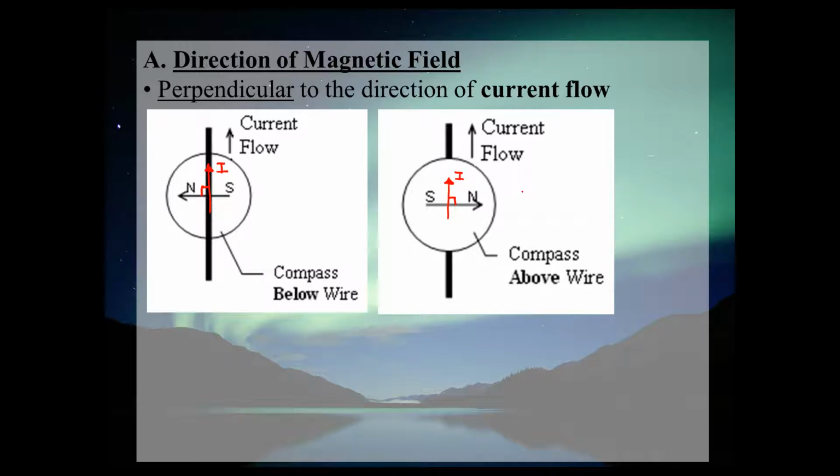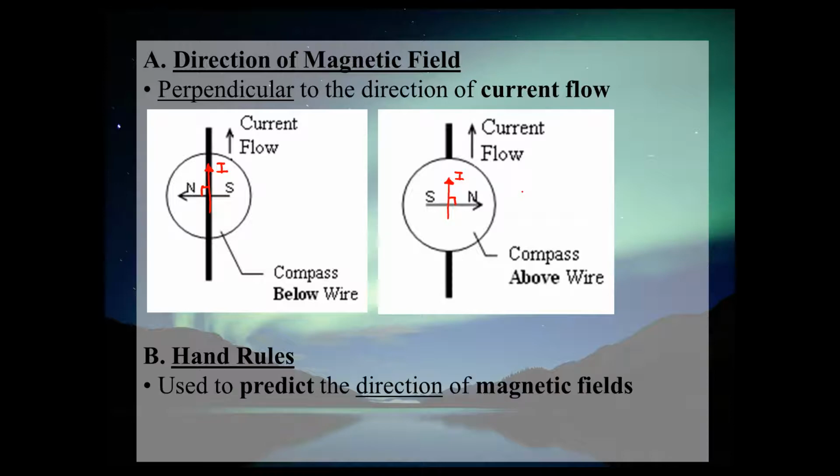In order to do this, we need to talk about something called the hand rules. The hand rules are going to help us predict what direction the magnetic field is going to be. When I say a hand rule, I literally mean you are going to use your hand or hands to help predict the direction of the field. And we're going to use different parts of our hand to represent different physical quantities. And that's the point of the hand rules. It's going to help us predict the direction of a magnetic field.